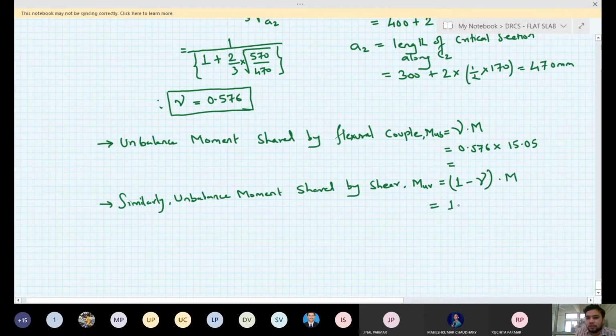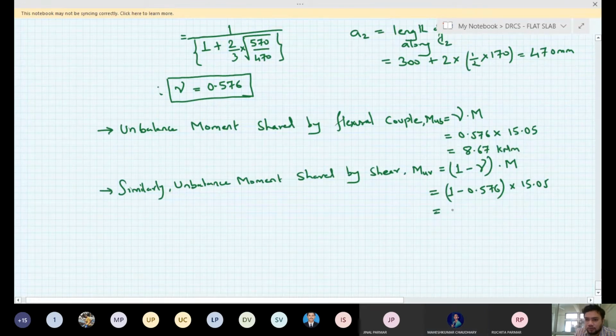So it will be 1 minus 0.576 times 15.05. So how much is this value? 8.67 kilonewton meter. And this value? 6.38 kilonewton meter. Okay, so this is your MUB and this is MUV.